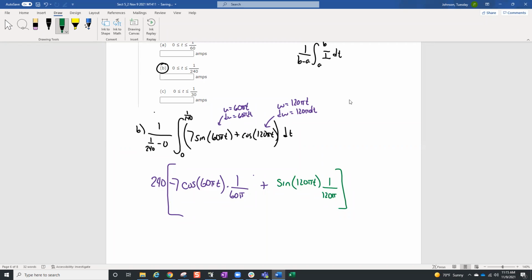All right, so I'm going to do one as an example, the integral of cosine of W times 1 over 120 pi dW equals sine of W over 120 pi, which is sine of 120 pi t over 120 pi. So in this way, I don't actually ever use W.